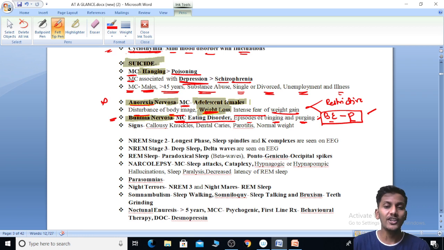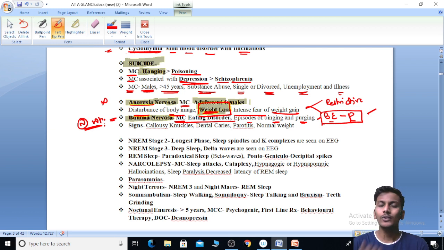So how to differentiate? I have already underlined one important feature, that was weight loss. So remember, usually in cases of anorexia nervosa, weight loss is seen. These are usually underweight females. Whereas in cases of bulimia nervosa, these females usually have normal weight. So this is a very important differentiating feature. Remember this. Okay, important one.